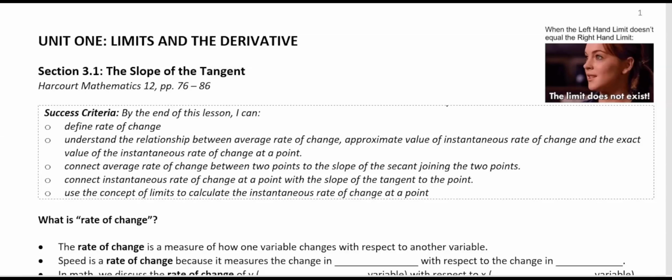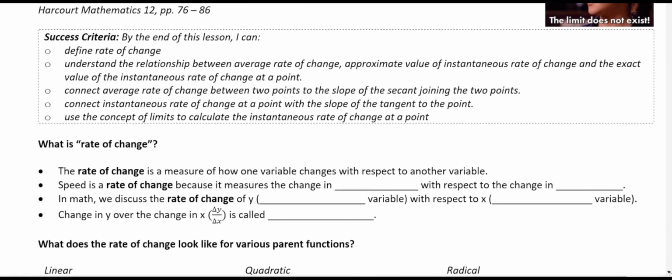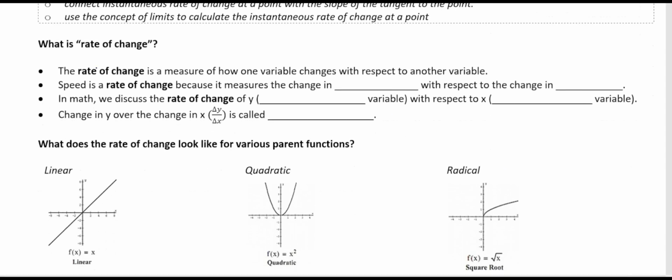In this video, we're going to find a method to find the slope of the tangent. And we're going to start by looking at rate of change. So the first thing that we look at is what is rate of change? Well, rate of change is a measure of how one variable changes with respect to another variable. For example, speed is a rate of change because it measures the change in distance with respect to a change in time.